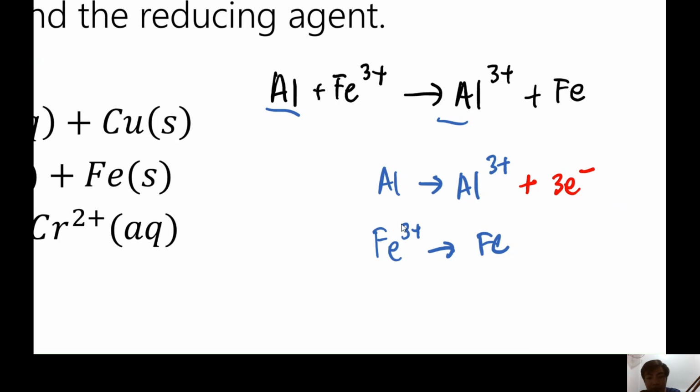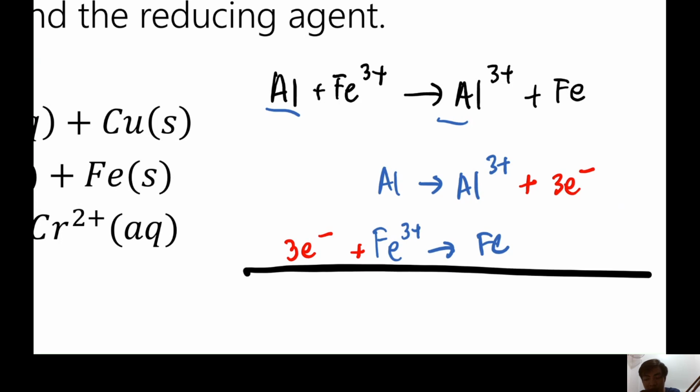So, ano gagawin ko? Saan ako maglalagay ng electron? Sa left side, no? How many? 3 electrons. Okay, so since balanced na yung atom and yung electrons, we can now add them. Oh, by the way, let's identify sino yung oxidation and reduction reaction.